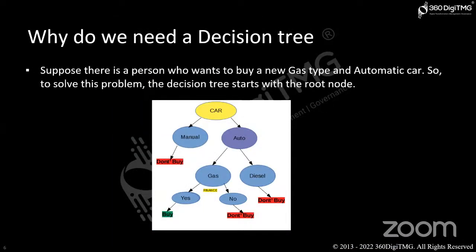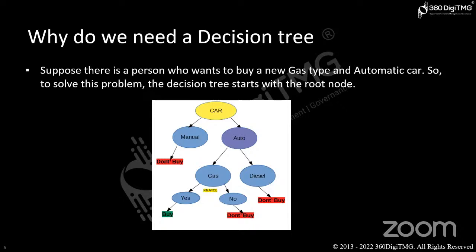So why do we need a decision tree? Suppose there is a person who wants to buy a new gas type automatic car. To solve this problem, the decision tree starts with the root: whether the person has to purchase or not. He is interested in buying a new gas type and automatic car. You can see in the picture there is a car, and the person's intention is to purchase the car. So it is classified into two categories: it will work manually or automated.